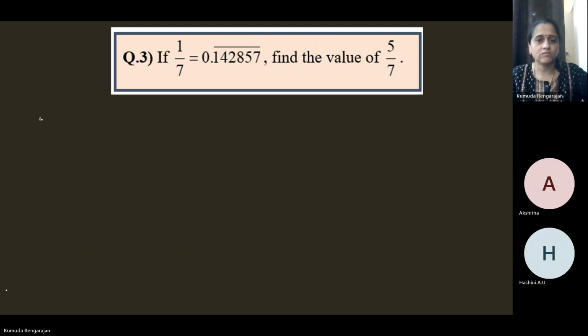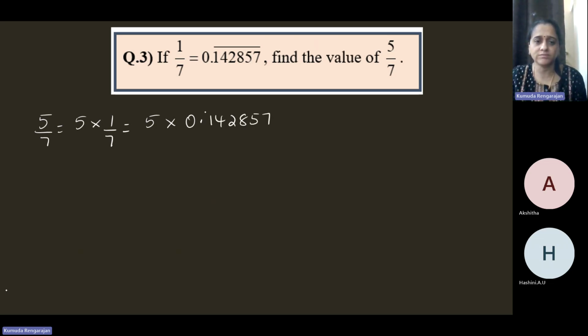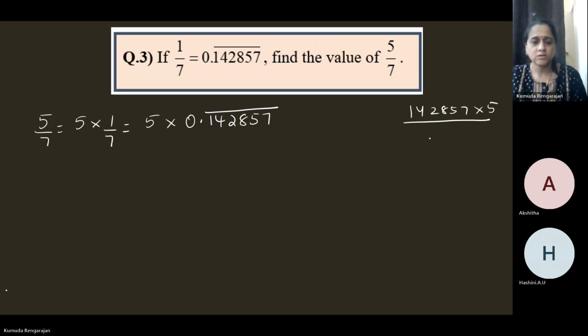So 5 by 7 is nothing but 5 into 1 by 7, correct? What is 5 by 7? 5 into 1 by 7. So this is 5 into, what's the value of 1 by 7? 0.142857 recurring. So you just do the regular multiplication. 142857 into 5. You just multiply 142857 into 5.